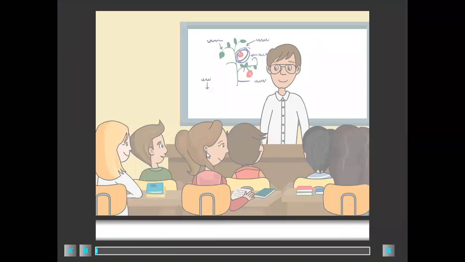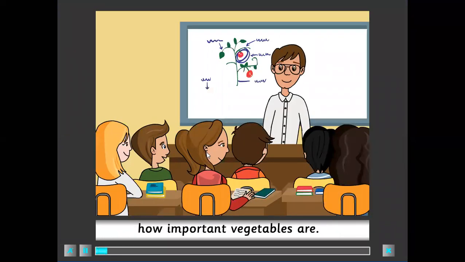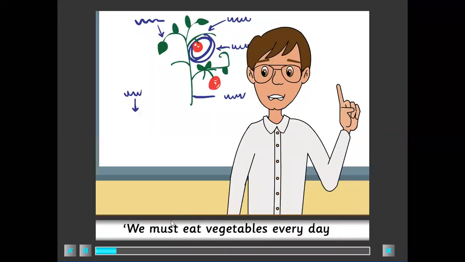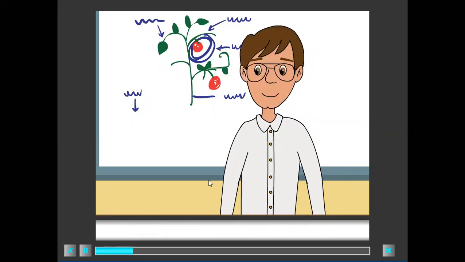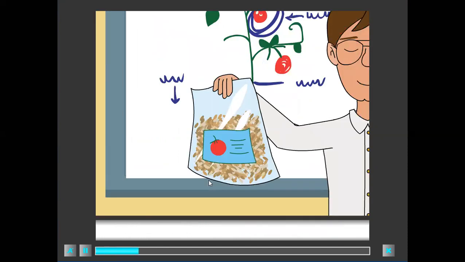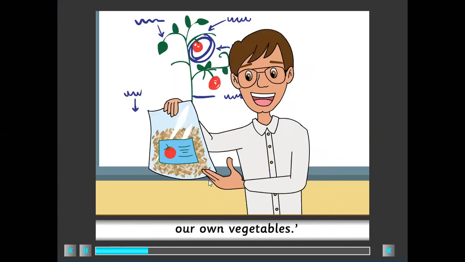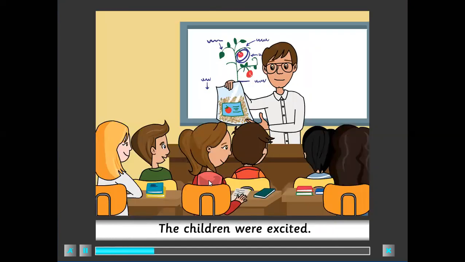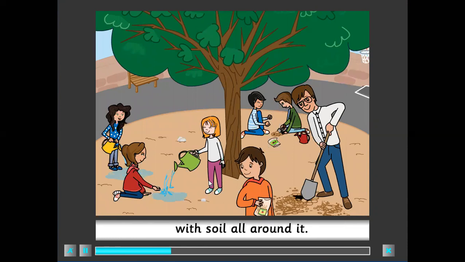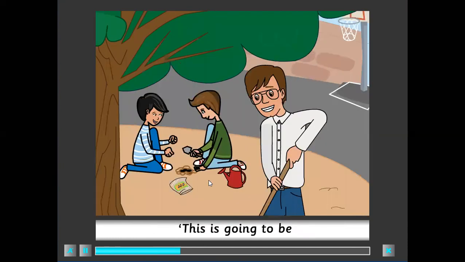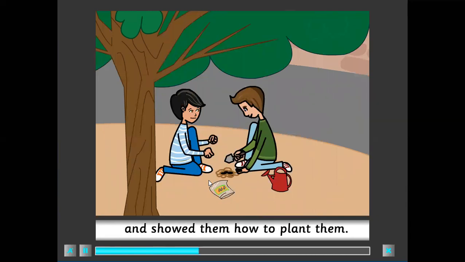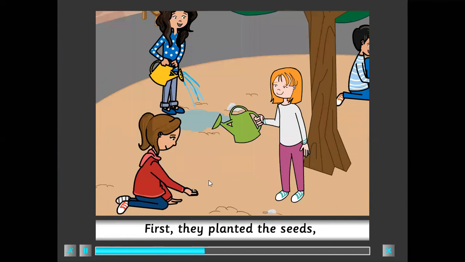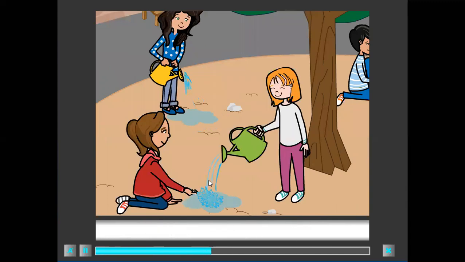One day, Mr. Mavis told his class how important vegetables are. "We must eat vegetables every day because they've got many vitamins which help us stay healthy," said Mr. Mavis. He showed them a small bag of seeds and said, "Today, we are going to plant our own vegetables." The children were excited. There was a tall tree in the playground with soil all around it. They stood under the tree. "This is going to be our small vegetable garden," said Mr. Mavis. He gave all the children some seeds and showed them how to plant them. First, they planted the seeds, then they watered them. "Now we wait," he said.